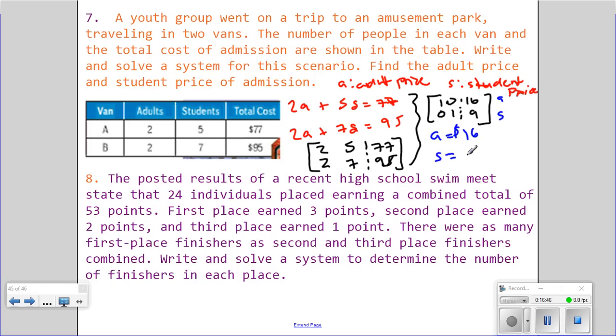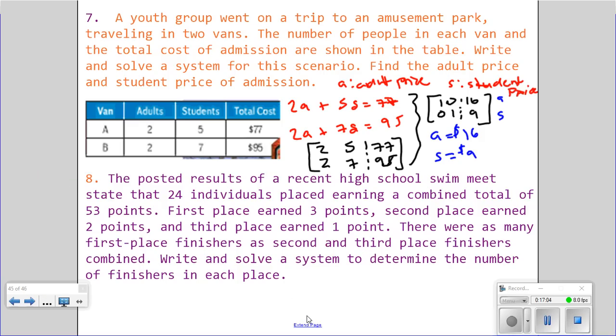And S is equal to 9. And S represented student price. So each student price was $9. So that's how you solve this system. Number 8.